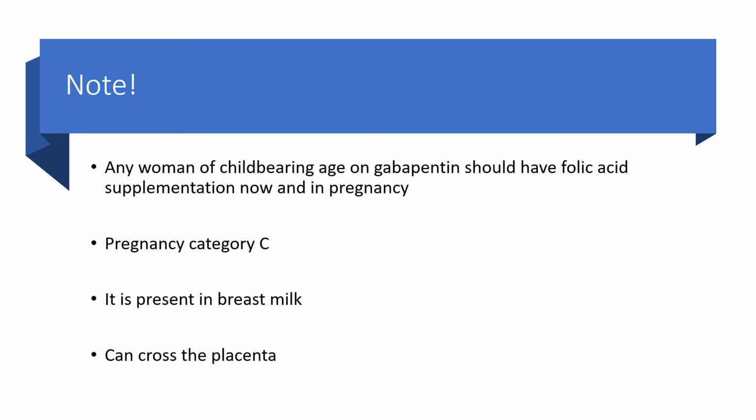Note this, please. Any woman of childbearing age that is being given gabapentin should also be given folic acid, even if she's not pregnant. And if she's pregnant, she must be on folic acid throughout. When it comes to pregnancy and medication, gabapentin is under category C. So we have to weigh the merits and demerits before prescribing. When you give gabapentin to a breastfeeding mother, gabapentin could be present in the breast milk. And gabapentin has the potential to cross the placenta.